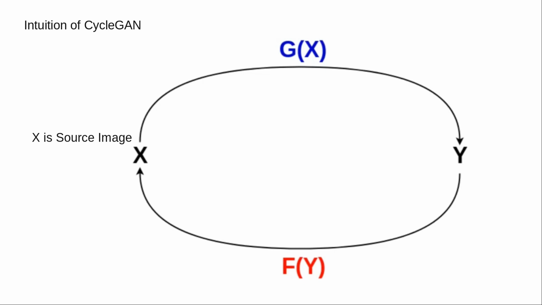Let's go back to my slide here. After we complete this cycle, that is X goes through GX to produce Y, and then the output again goes through the second generator FY to produce an image in the first domain, essentially the reconstructed image after the cycle is completed should be the same. But if they are not, we can measure their loss on a pixel level, thereby getting the first loss of our CycleGAN, which is cycle consistency loss.